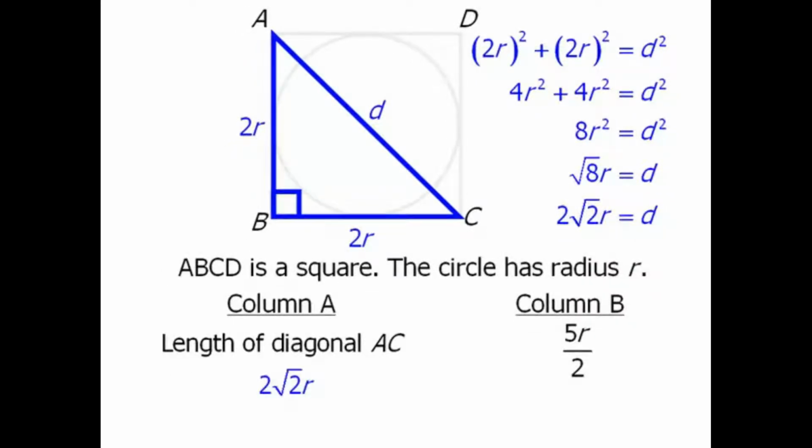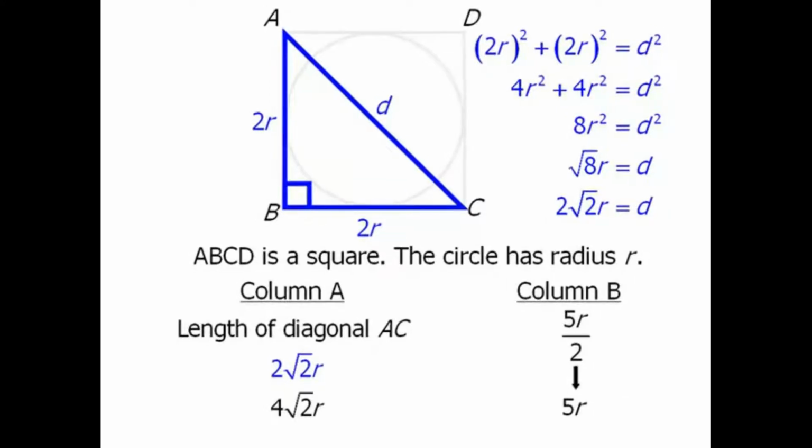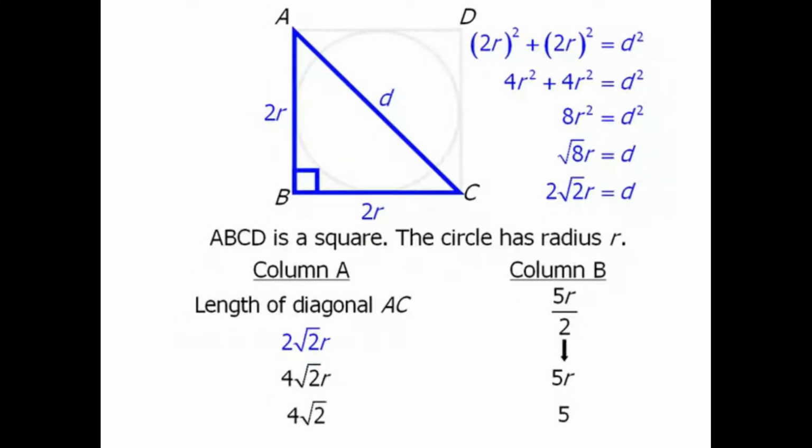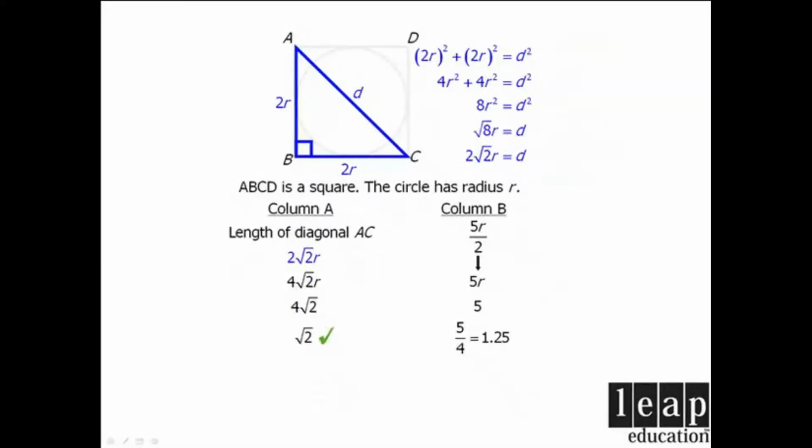We're now comparing this with column B, 5r over 2. For our first step here, we'll multiply both sides by 2, and now we'll divide both sides by r, and finally we'll divide both sides by 4. Now we can take 5/4 and rewrite it as the decimal 1.25. Now since root 2 is equal to approximately 1.4, we can see that column A must be greater than column B, in which case our answer is A.